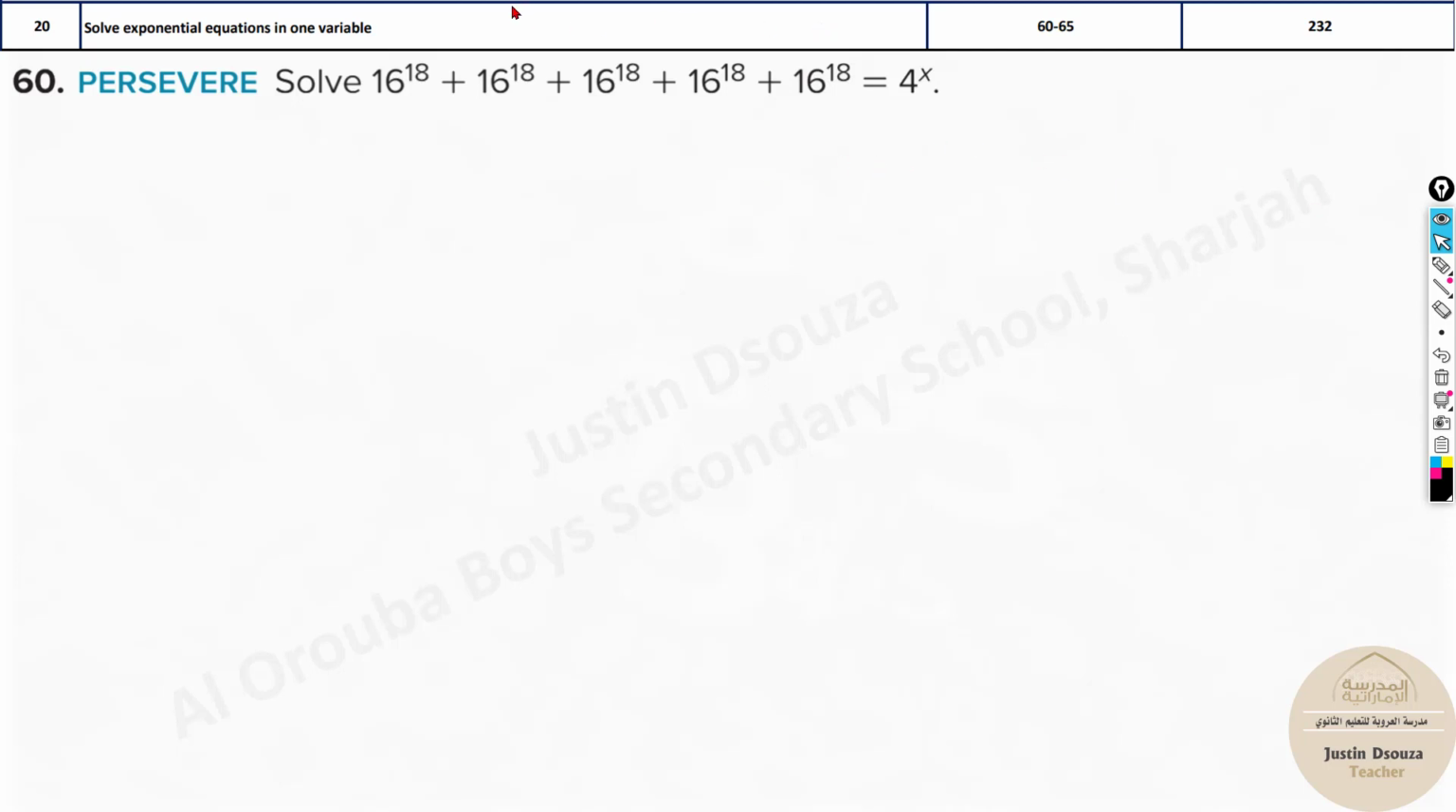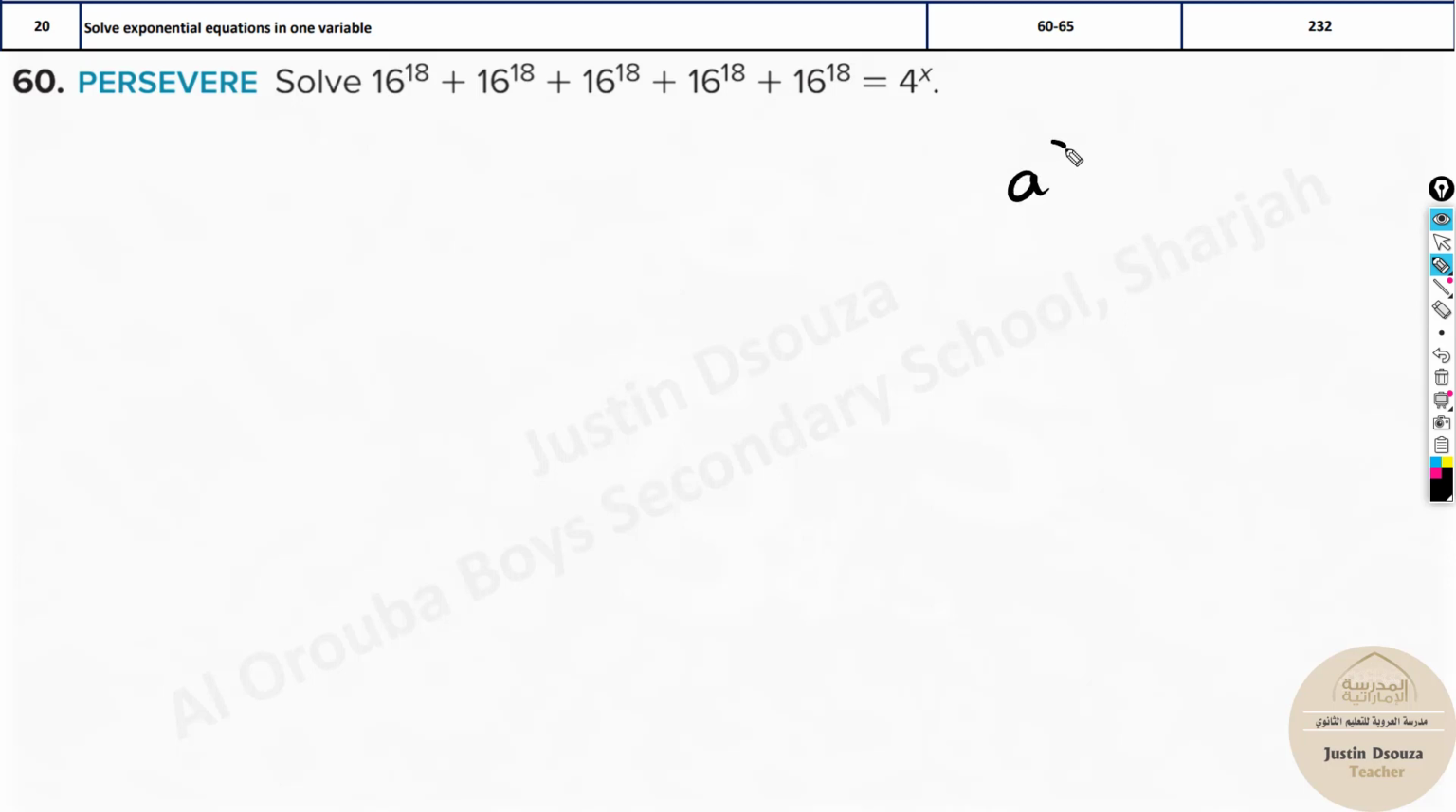They have given us: solve 16 to the power 18, 5 times, equal to 4 to the power x. How would you do this? Plenty of methods. You can take log, this, that, and all. But the first thing is we need to differentiate certain things.